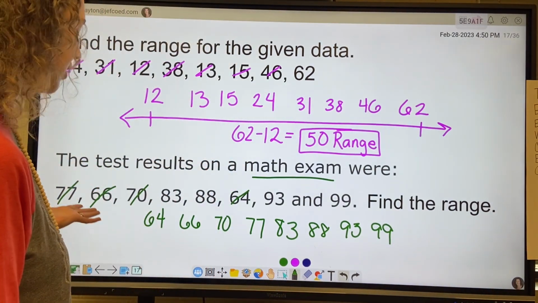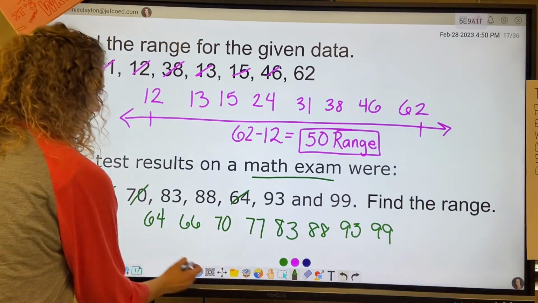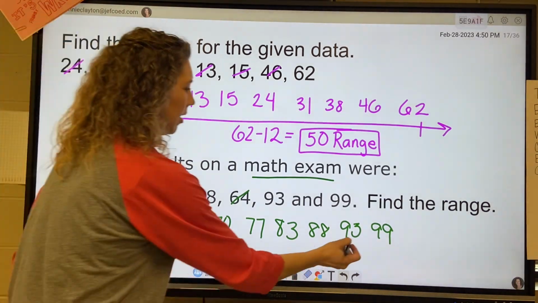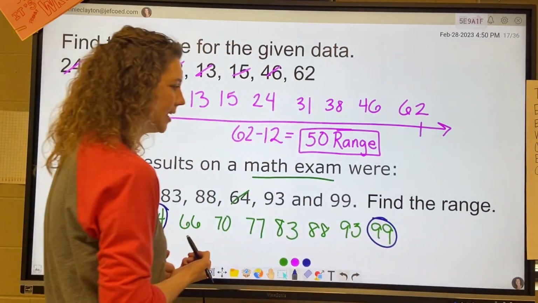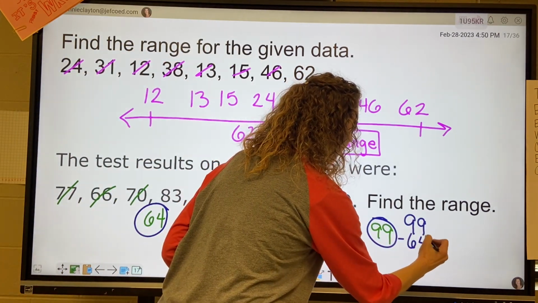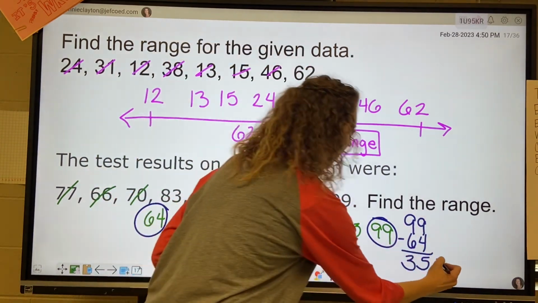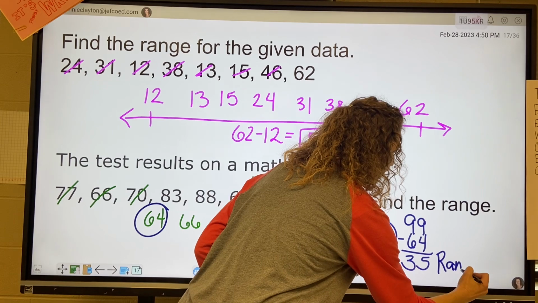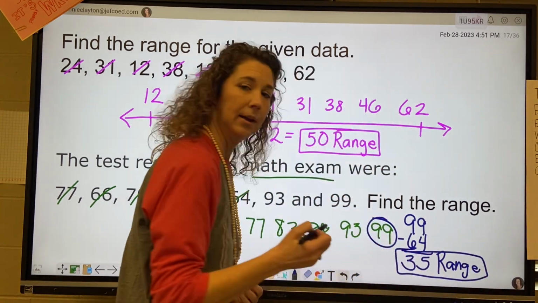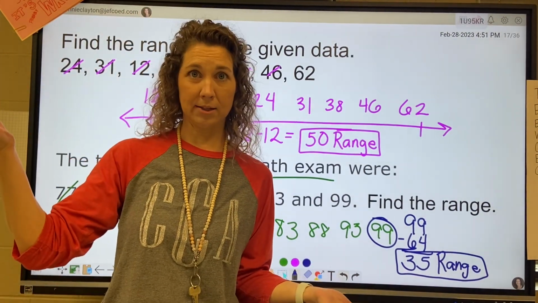Okay, so the range: the greatest minus the lowest. Our lowest test score was a 64. Our highest test score is a 99. So let's look and see what that is. 99 minus 64, 35. So our range is 35. That would mean there's a 35-point gap in the test scores from the lowest score in the class to the highest score in the class.